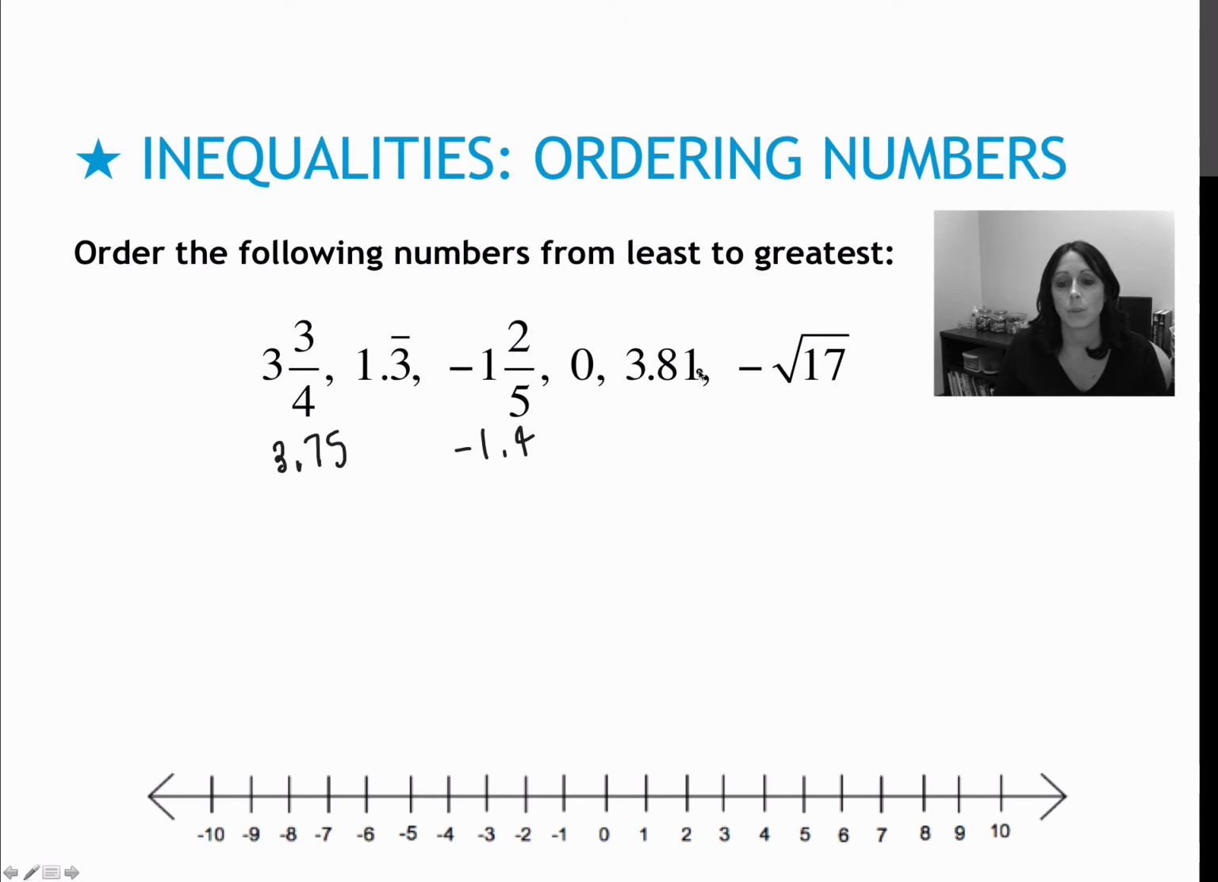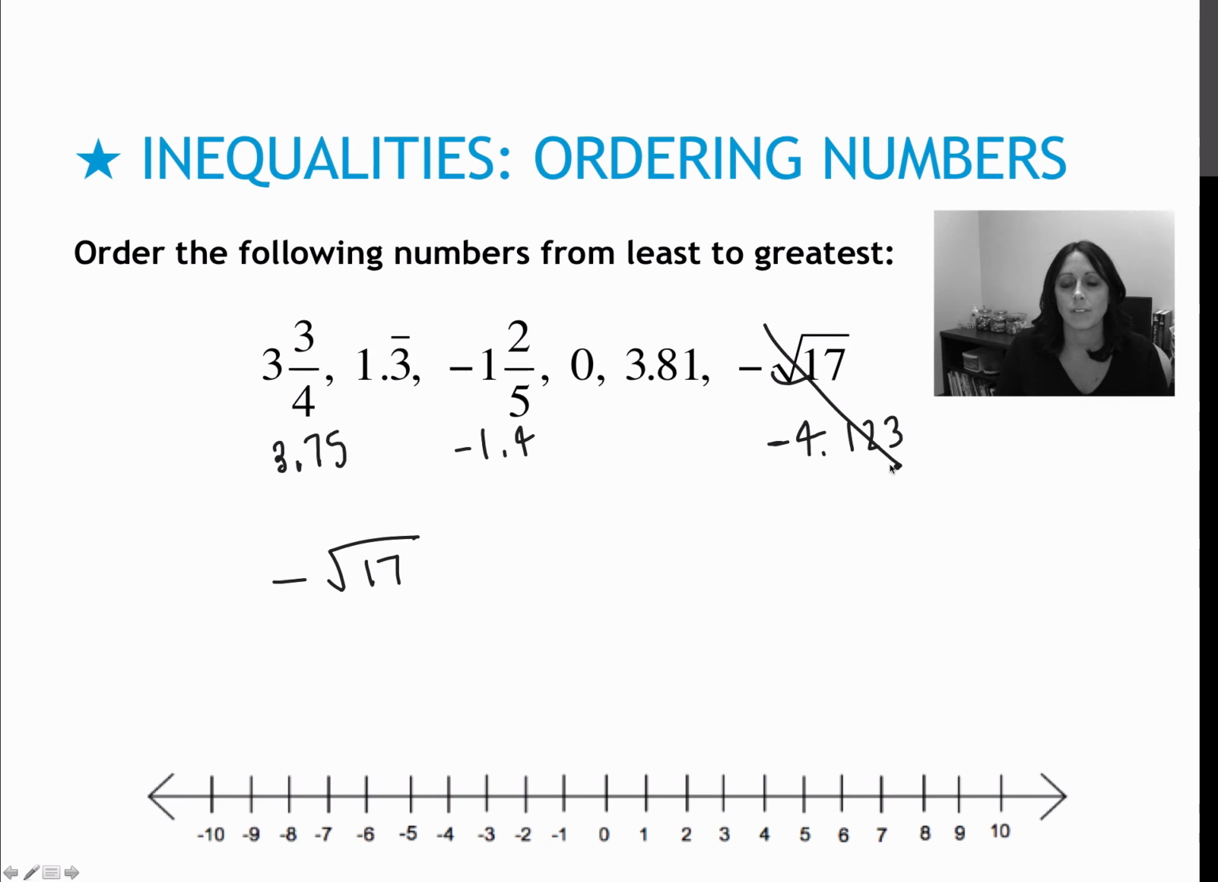Obviously we know 0, 3.81, and then radical 17 is 4.123, etc. So if I'm going from least to greatest, again, you can use your number line if that makes you feel better. I don't see any negatives except for right here. I've got 2 negatives, so I've got this one, which is negative radical 17. That's the most negative. That would be the one furthest to the left.